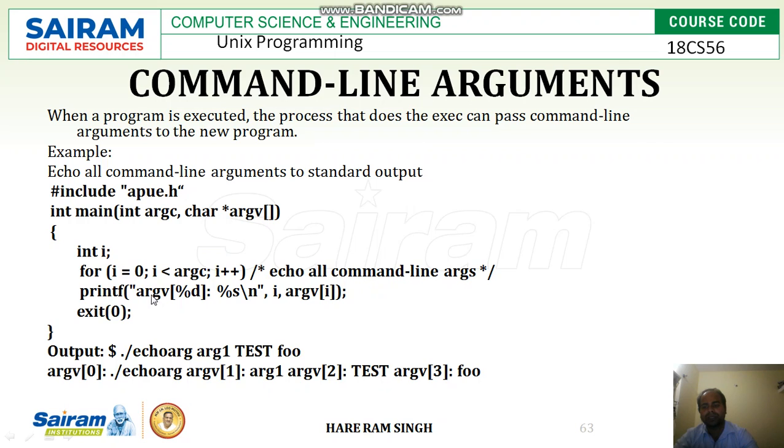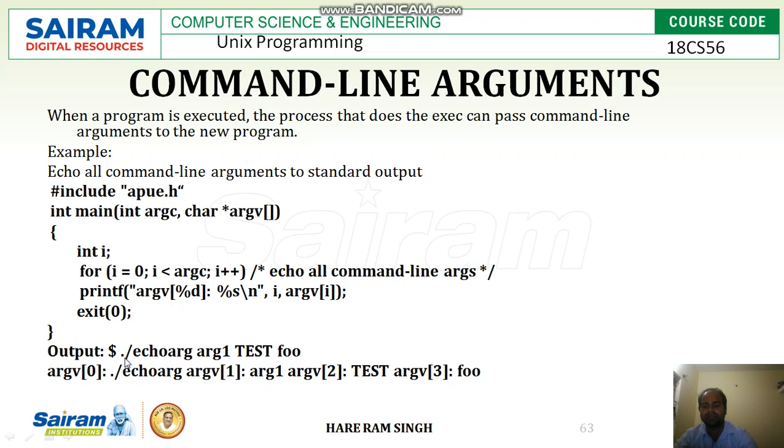Now we have to echo all. So printf("argv[%d]: %s", i, argv[i]). Here i stands for 0 the first time, so argv[0] is displayed. In this array, whatever the first argument is, that will be displayed here. Like that, however many arguments we have passed to the main function, all of them will be displayed using the for loop, and once it gets completed, it will exit(0). Here 0 is the exit status.